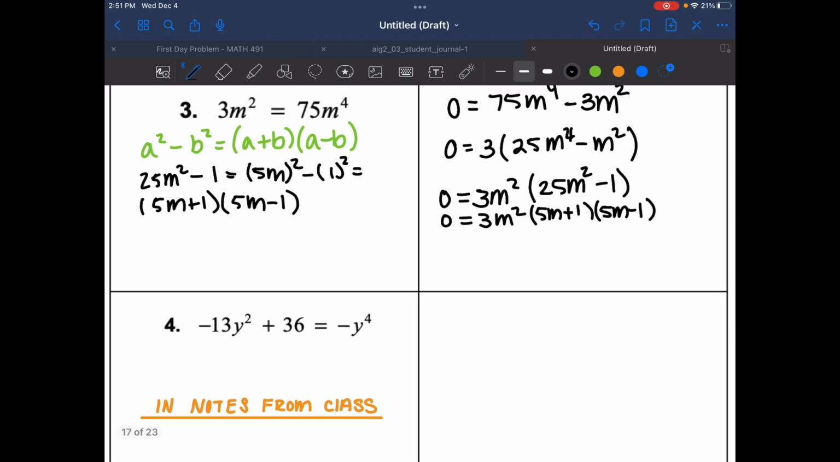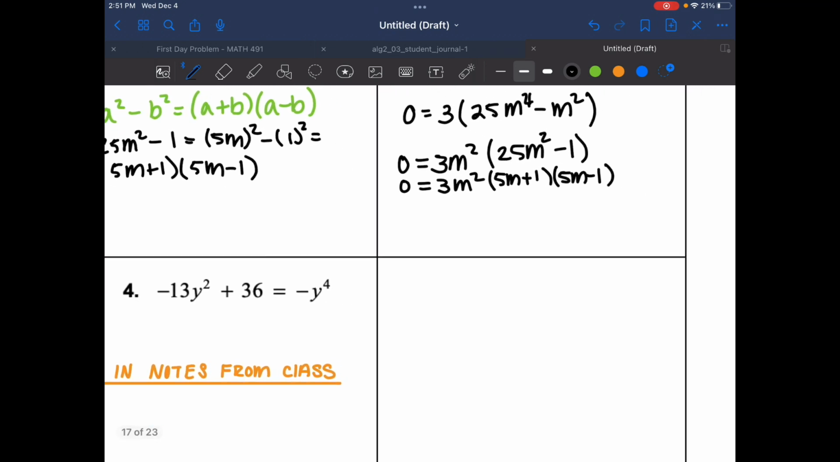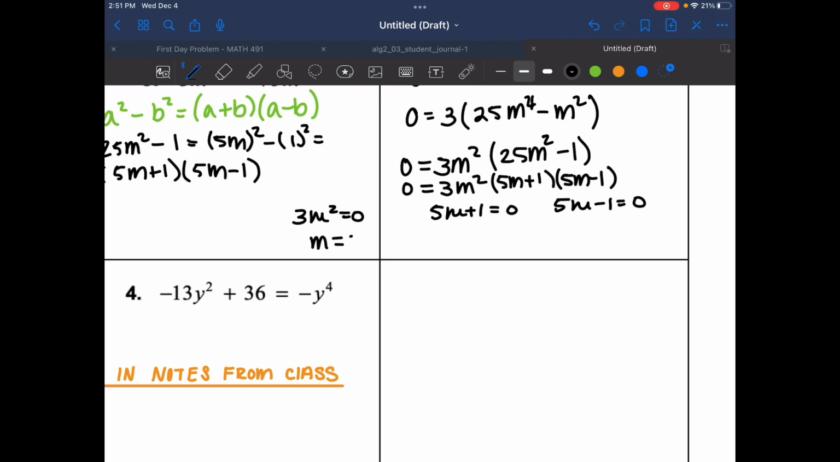5m minus 1, okay? We set all these factors equal to 0 so that we have 3m squared equals 0, 5m plus 1 equals 0, and 5m minus 1 equals 0, and then all you have to do is solve for m. So for this one, you're going to get m equals 0, right? This one, you're going to have m equals negative 1/5. This one is m equals 1/5, and you can solve for m. Those are those solving for a single variable type of deals. Okay?